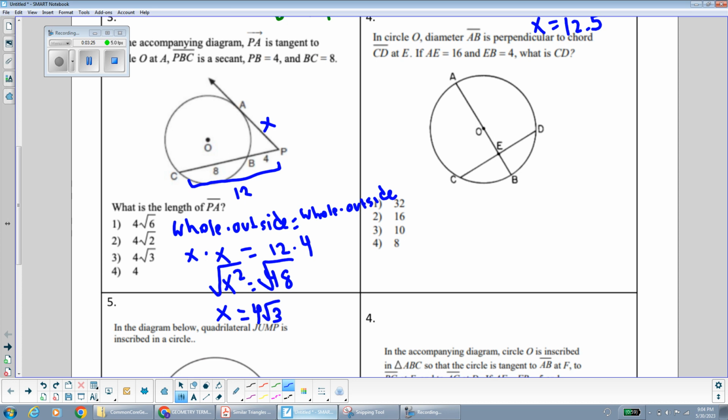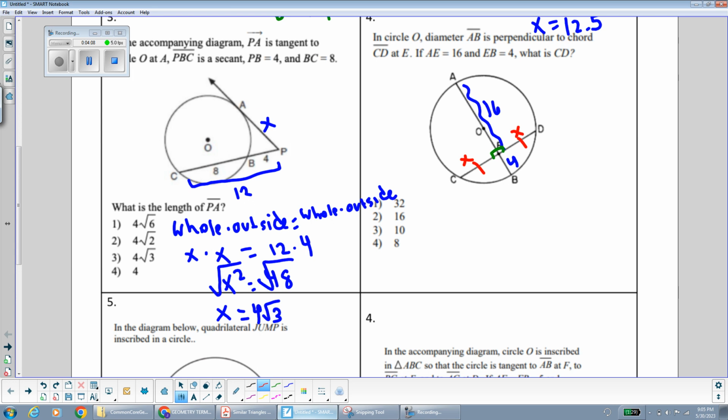Moving along to the next one, here we have intersecting chords, and we're talking about the segment lengths. We're finding the length of CD, and what we need to recognize here is that AB is perpendicular to CD. And when we have a diameter of a circle that's perpendicular to a chord, remember that it bisects the chord or splits it in half. So I know that whatever this half is, this half needs to be as well.